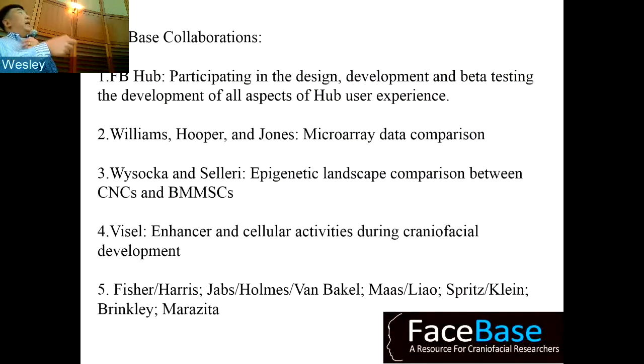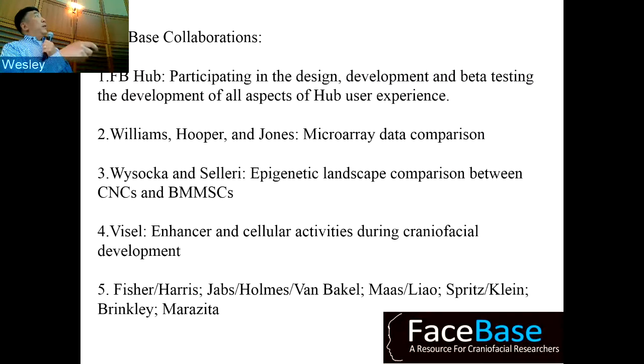And in terms of collaborations, we've been working closely with the hub, curating the data, and we also did a comparison analysis between our microarray data and data generated in Trevor Williams' group, and we're glad to report the quality of the data really supports each other, so it's very nice.